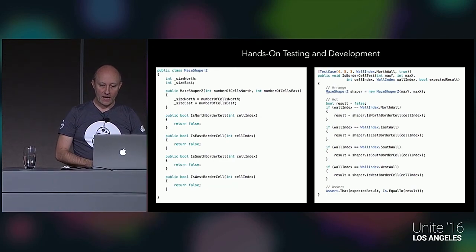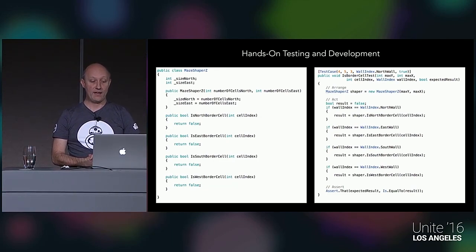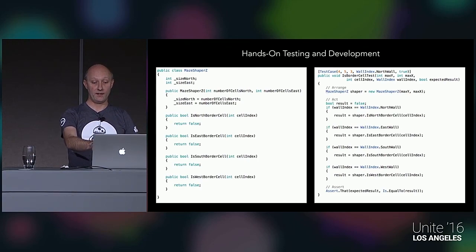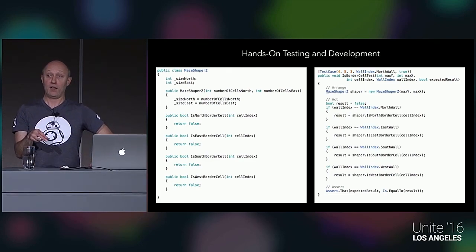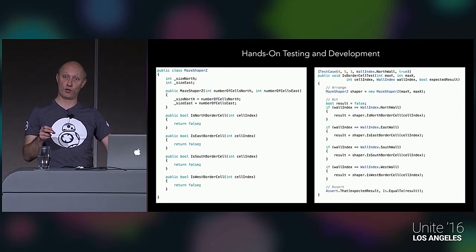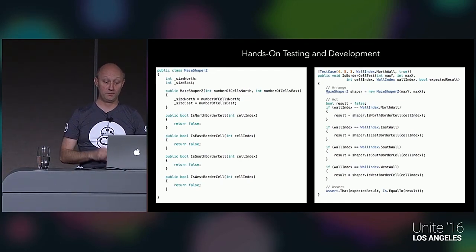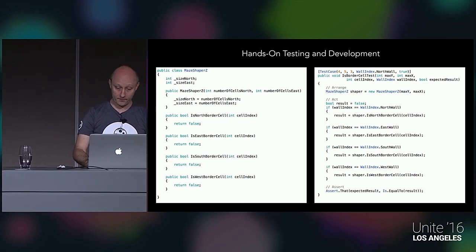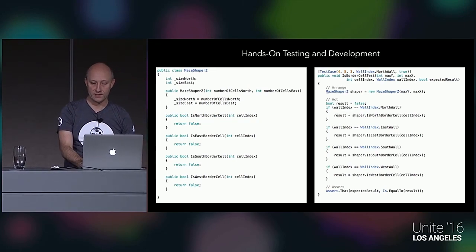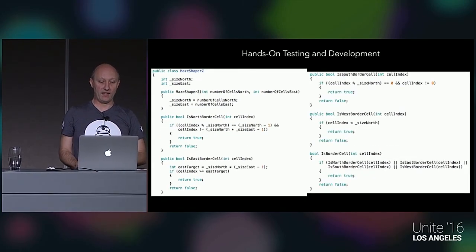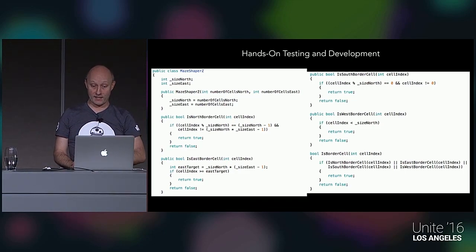In my test, I create a shaper. And then I want to be able to pass in a cell index and a wall index and be able to ask, is that wall a border? Because if it's a border, I don't want to get rid of it. But if it's not a border, it's a good candidate for removal. So that's what my test looks like. And I only have one test case to begin with. But after a little consideration, I'll add more test cases.